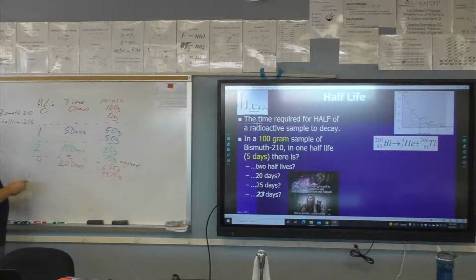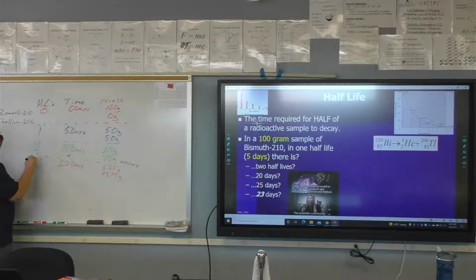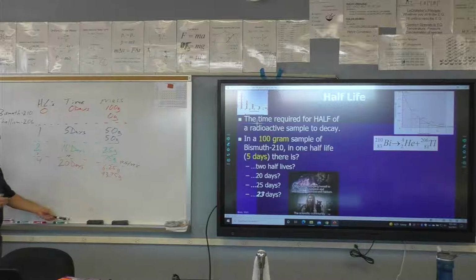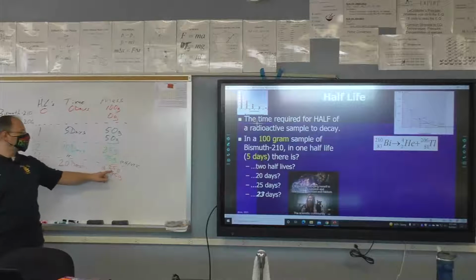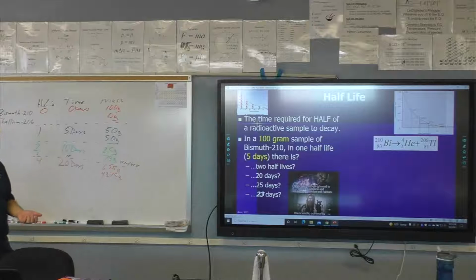So if I didn't ask you for the 3 half-lives, which is what the 15 days would have been, it would have been 12 and a half and 87.5. But it's split again a 4th time. So after 20 days, 6.25 grams of the original stuff was left over, and the remainder was the new stuff. Am I getting across now? We're good? Yeah. All right.